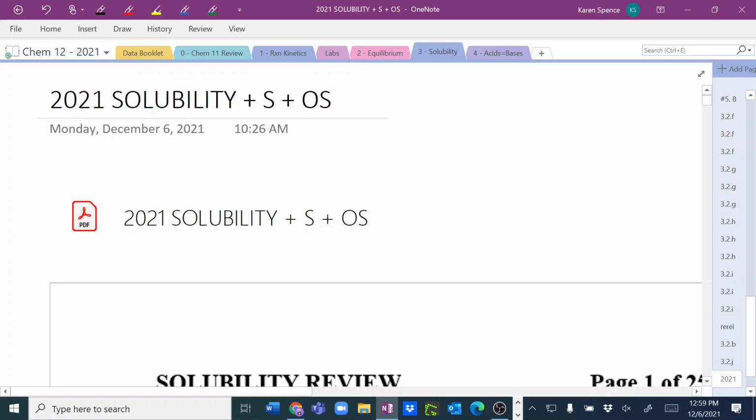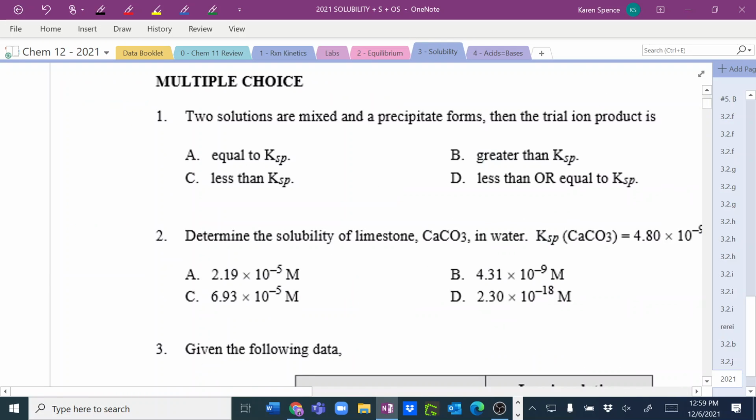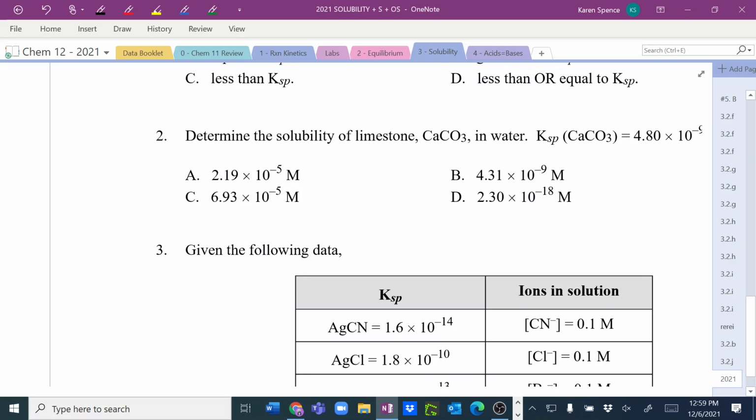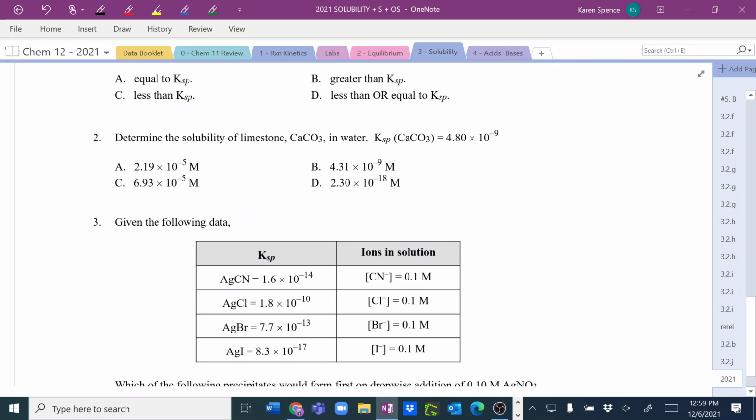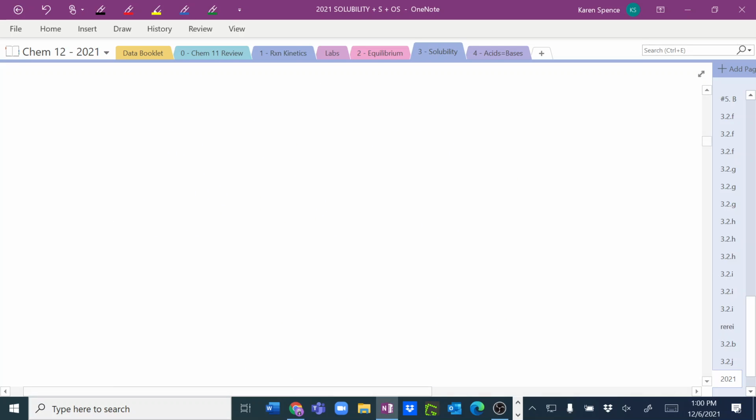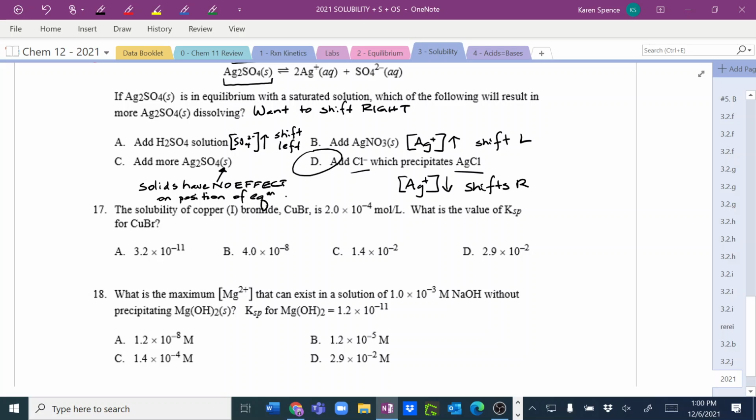Solubility. There we go. Oh, we ended up at the beginning. That's exciting. Oh, so much fun.